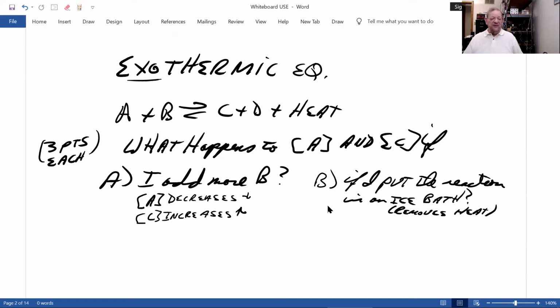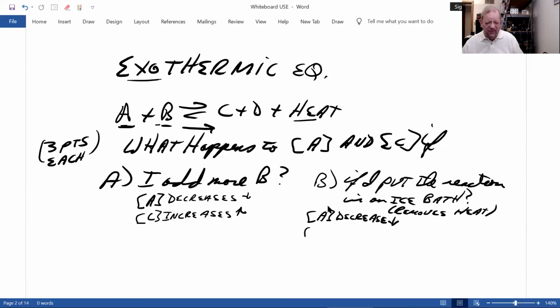So the equilibrium says, oh no, we don't have the right amount of heat. Somebody removed it. We've got to make more heat. How can it make more heat? A and B react to make more heat. Well, if A and B react, A is consumed, and you'll have less. The amount decreases.